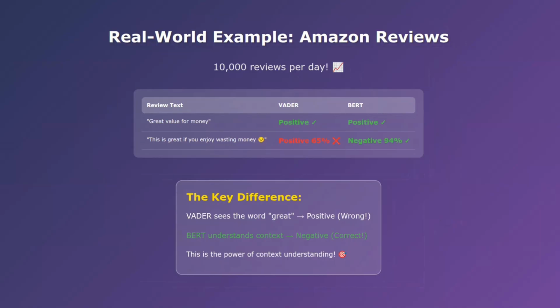Look at this comparison. For simple reviews like "great value for money," both VADER and BERT do fine. But here's where it gets interesting. "This is great if you enjoy wasting money," with a sarcastic emoji. VADER sees the word "great" and rates it as positive with 65% confidence. Wrong. But BERT, with its context understanding, correctly identifies this as negative with 94% confidence. That's the difference between basic and advanced approaches.